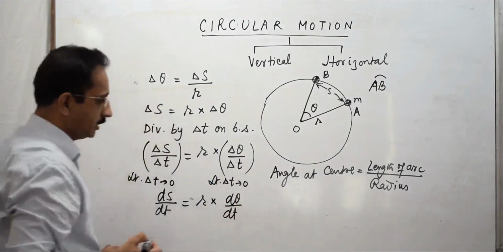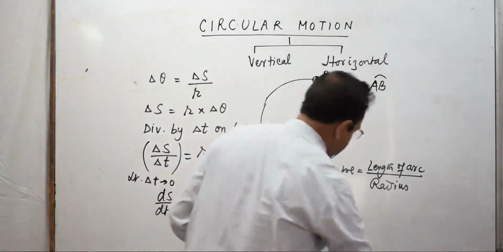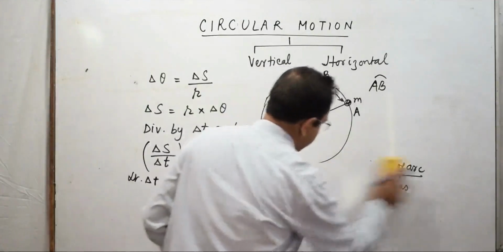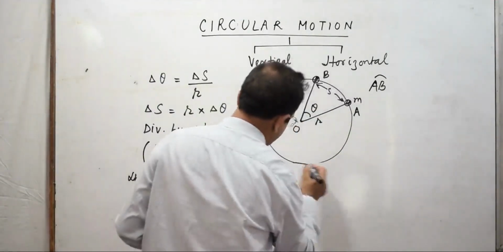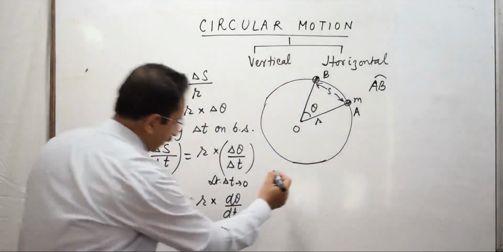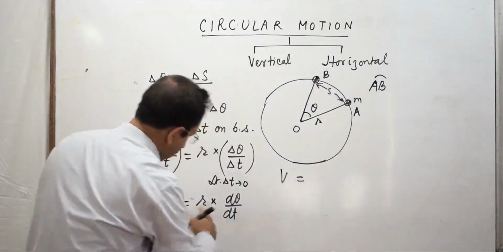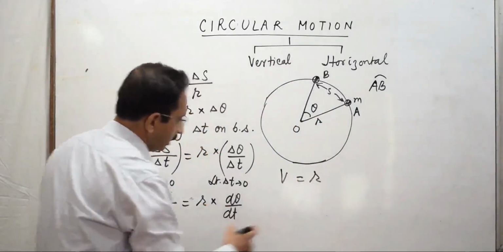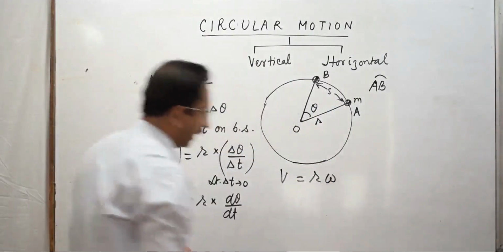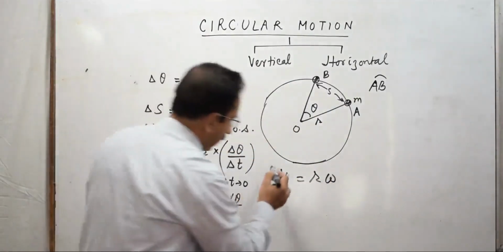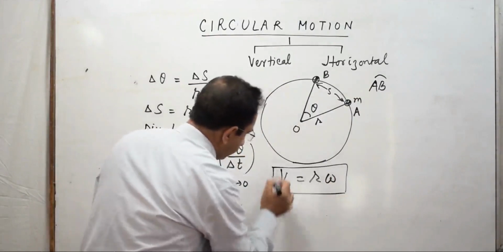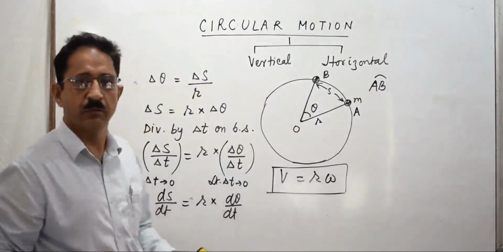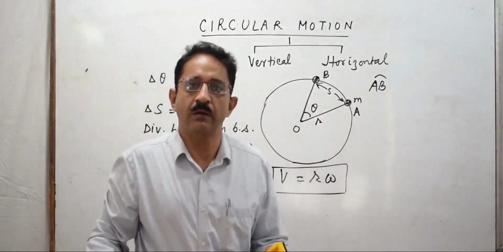Now what is ds by dt? ds by dt is nothing new to us. We have already known that it becomes the linear velocity. So ds by dt is linear velocity. r is the radius of the circular path. d theta by dt becomes omega. Omega is angular velocity. So I have a relation which we will be very commonly using in circular motion: v is equal to r omega.